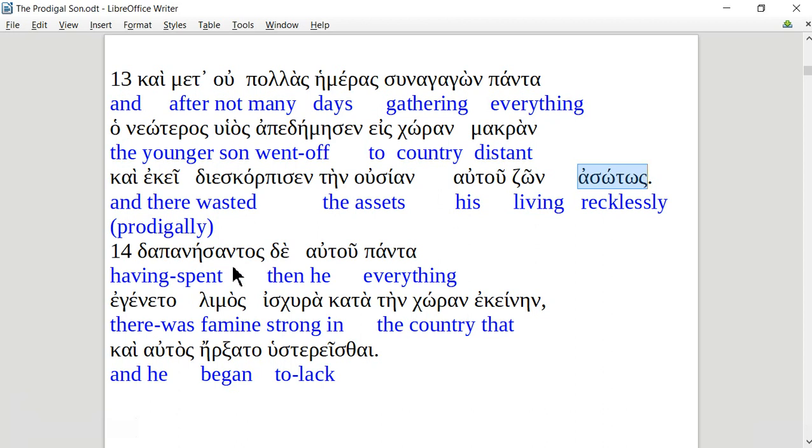Verse 14, having spent then he everything. Then having spent everything, there was limos, a famine, ischura, a strong famine. Kata, perhaps meaning throughout the country. Kai autos erxato husterestai, he began to lack, to feel the pinch.